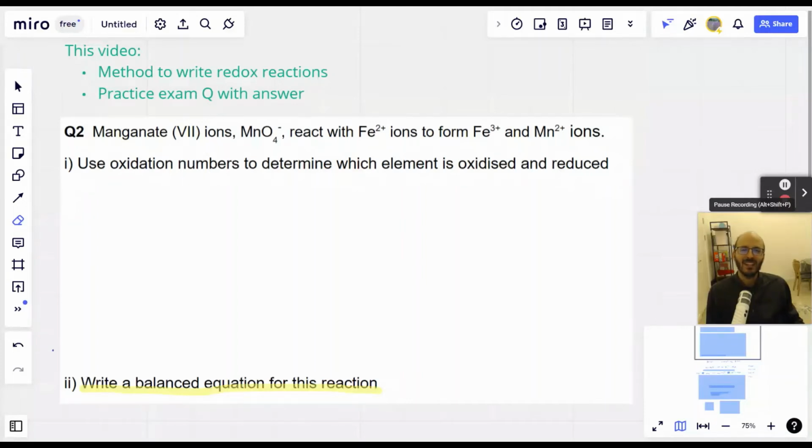Hi everyone. Today we are going to see how to write and balance redox reactions. And at the end, I'll give you an exam question for you to practice and check your answer.